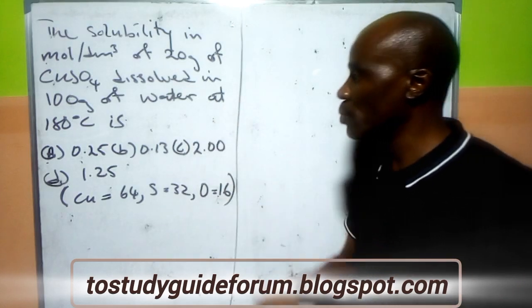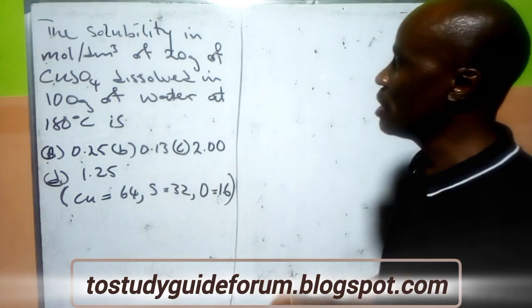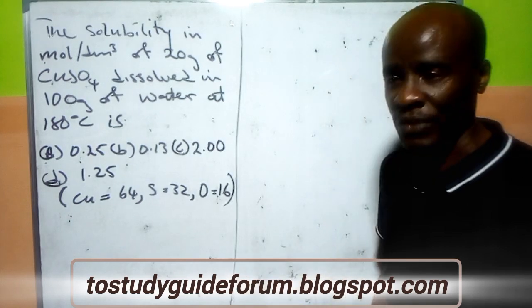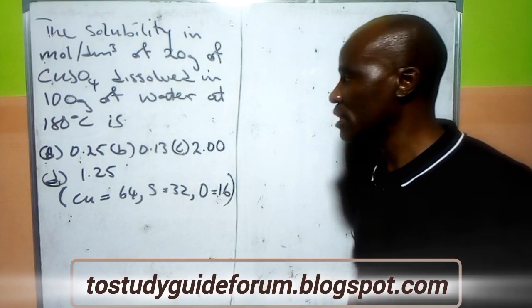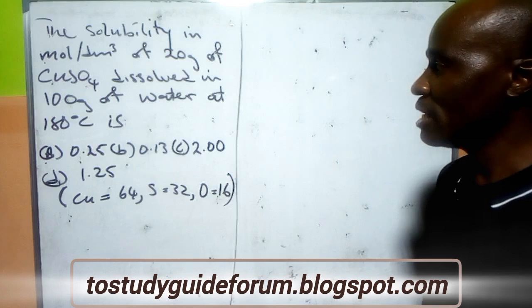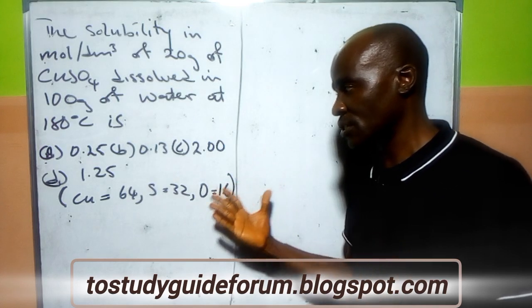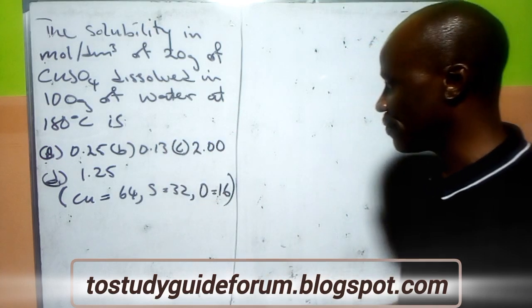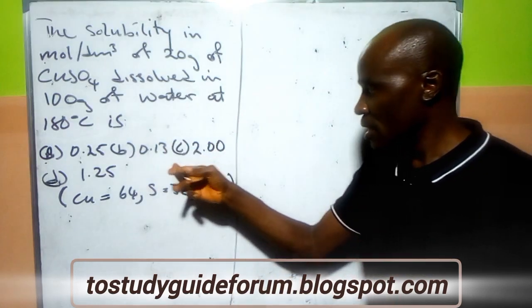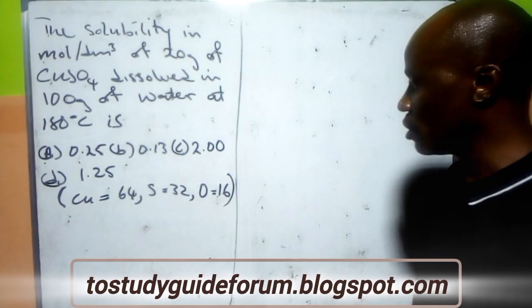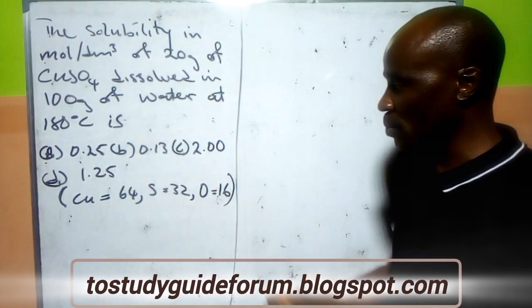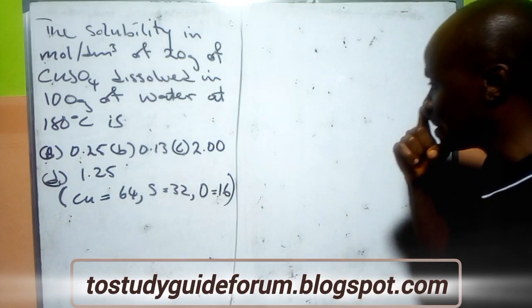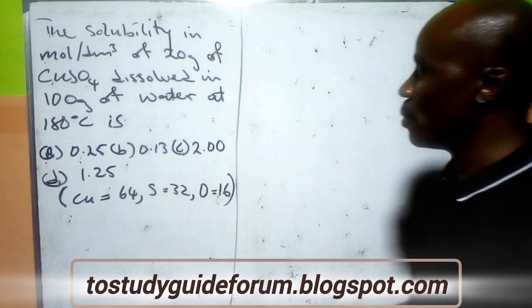Now we have what we want to work on. The solubility in mole per dm cube of 20 grams of copper sulfate dissolved in 100 grams of water at 180 degrees is dash. We have some options here: the first option is 0.25, B is 0.13, C is 2.00, and the last option, D, is 1.25. We also have the relative atomic masses of all these elements.